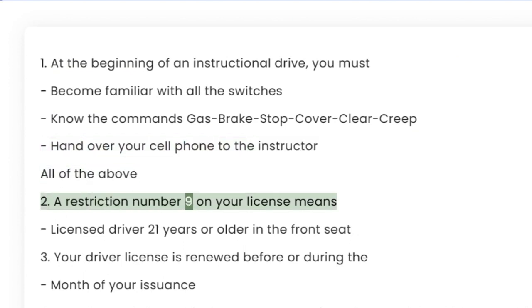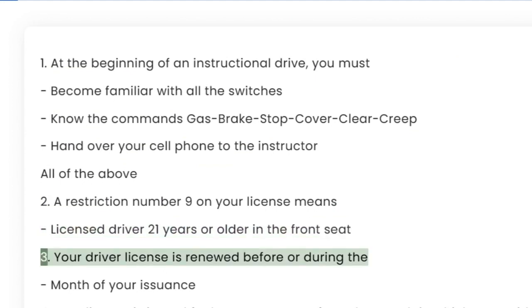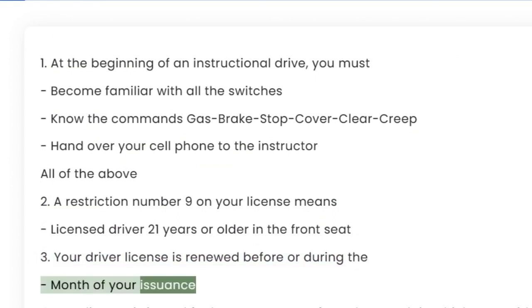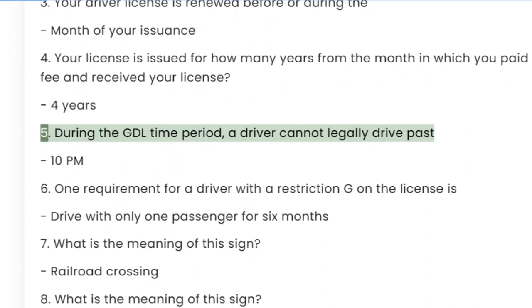2. A restriction number 9 on your license means licensed driver 21 years or older in the front seat. 3. Your driver license is renewed before or during the month of your issuance. 4. Your license is issued for how many years from the month in which you paid your fee and received your license? 4 years.